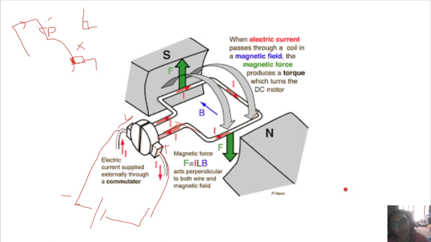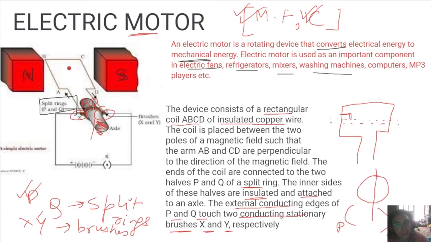What will happen is that AB, which was near the North Pole, will be moved downwards, and CD will be moved upwards. Imagine a torque being produced. It was like this initially, now it's going like this. AB is going downwards and CD is going upwards. There's a torque being produced.